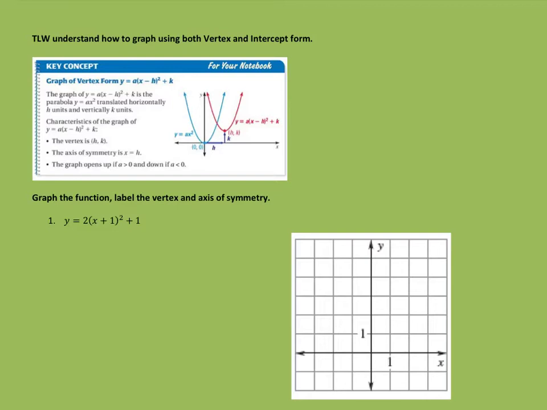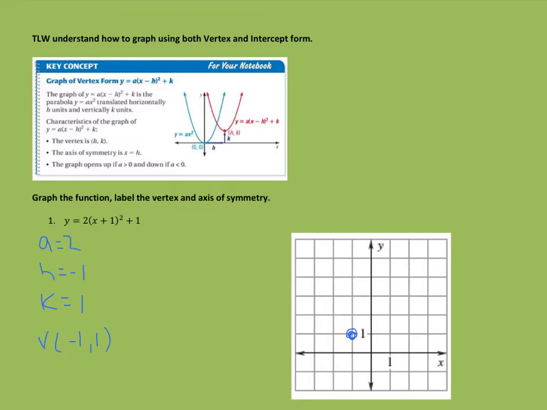So identify: I know that a is 2, h is negative 1, k is positive 1. See how it says x minus h and it changes to plus here? So that means the h is negative 1, okay? So our vertex is negative 1 comma 1. So graph that, negative 1, 1.